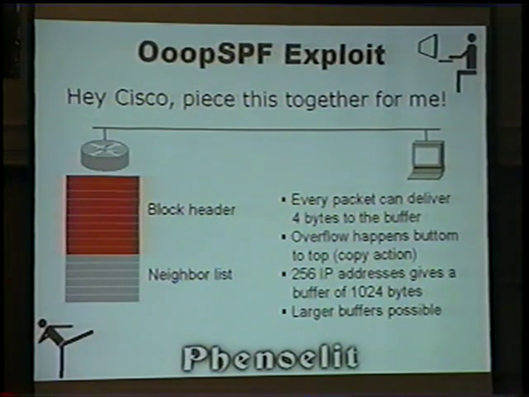The overflow actually happens, that's why the animation went this way, bottom to top, because we're first overflowing it, and we're first sending it over, and what happens is a copy operation. It takes the old list, adds a new entry at the top, and copies it back into memory. We can actually do 1,024 bytes here, because, yeah, 256 times 4. We can even do larger buffers, but that would actually require us to have an even smaller net mask. And at a certain point, like with a flat class A, you probably don't run OSPF.